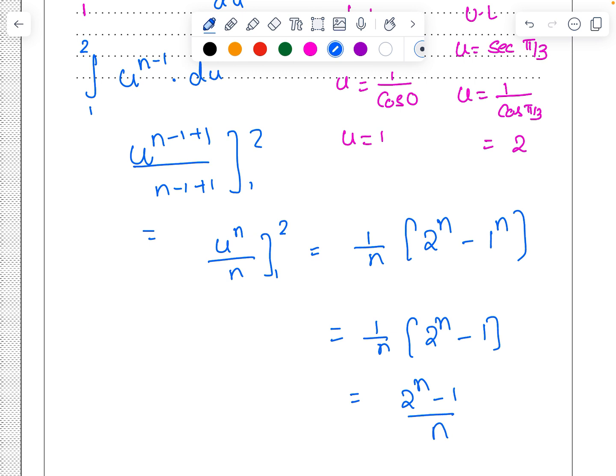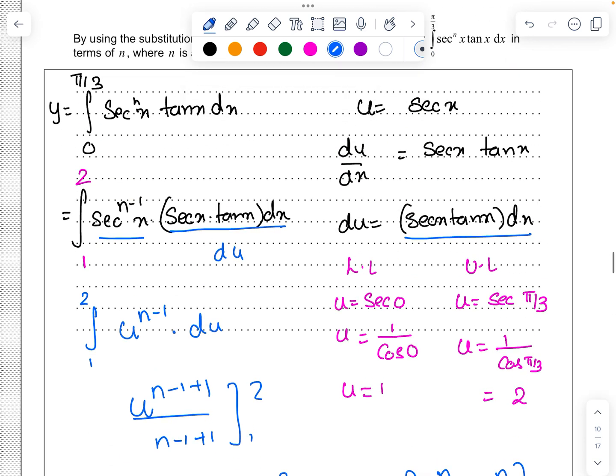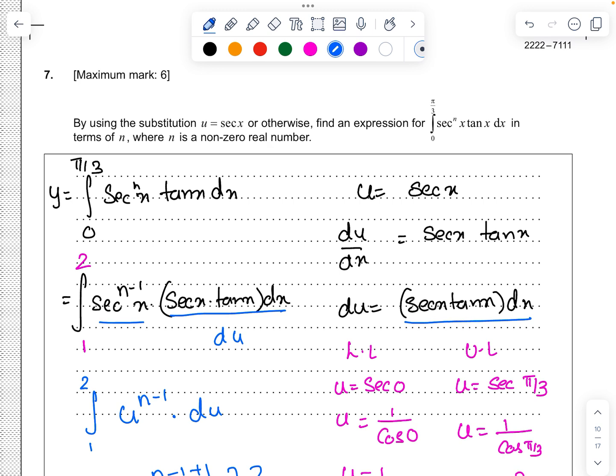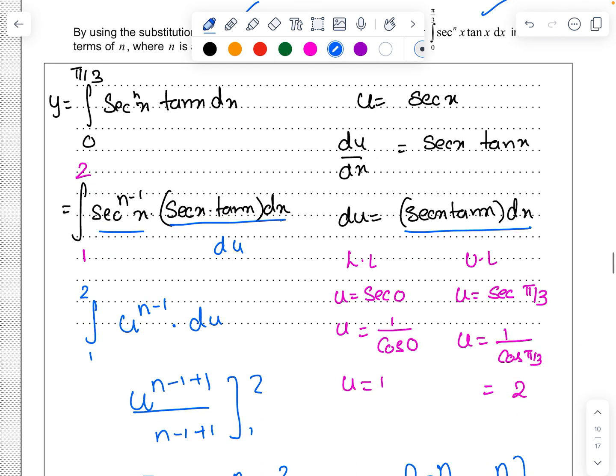Because n is not 2, you have to plug in u as 2 and u as 1. This is the upper limit and this is the lower limit. So n remains as n. So that's going to be the answer, 2 to the power of n minus 1 by n, for the substitution u equals secant x and the integral of secant to the power of n x tan x dx.